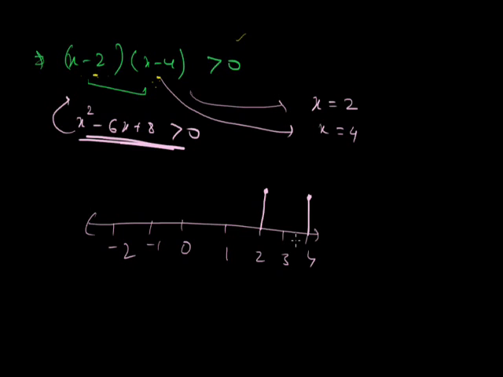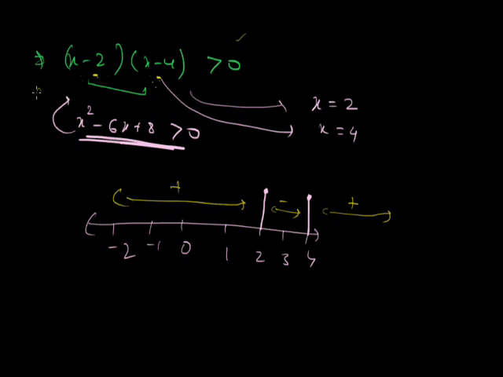If we take some value between 2 and 4, let's say 3: 3 minus 2 is positive 1, and 3 minus 4 is negative 1. So negative into positive gives a negative value. This is not in our domain, right? Now it says that all the values in this range give a positive result, all the values in this range give a negative result, and all the values beyond this will give again a positive result, right?